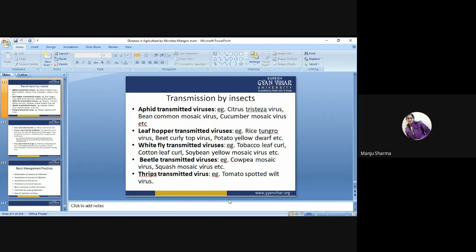Then the whitefly transmitted viruses, for example, tobacco leaf curl, cotton leaf curl. Then the leafhopper transmitted viruses, rice tungro virus, wheat curly top virus, potato yellow dwarf, etc. Then the whitefly transmitted viruses, for example, tobacco leaf curl, cotton leaf curl, soybean yellow mosaic virus, etc.